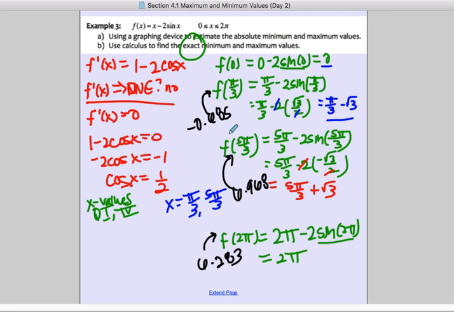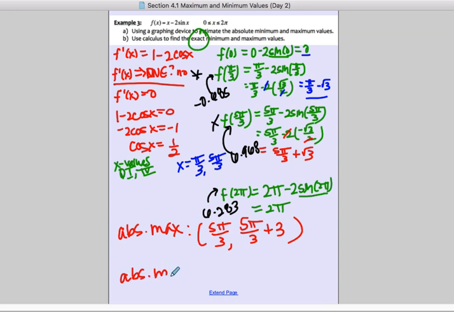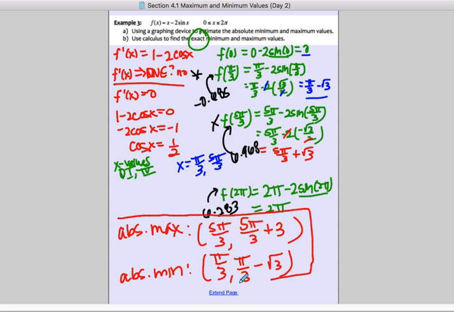Okay, so my biggest number would be this one. And then my smallest number is this one. So my absolute max, I'm going to write as an ordered pair this time, is 5π/3, comma, 5π/3 plus 3. Looks funny, but there it is. Then my absolute min, we would have π/3, comma, π/3 minus √3. There it is. Oops, drew right through there. Those are my absolute max and absolute mins.